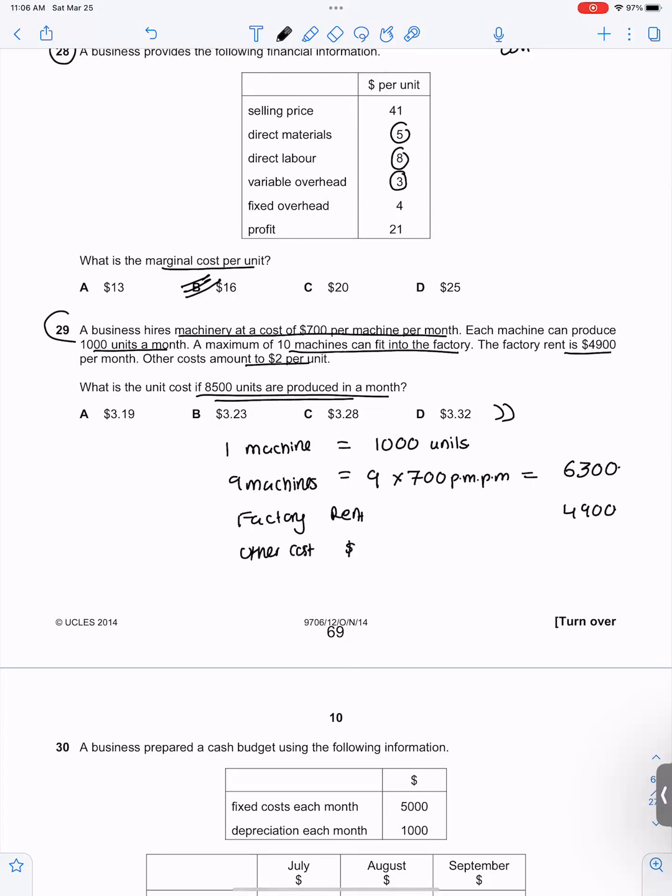And other cost is $2 per unit. So how many units are you making? 8,500. So the other cost will be for 8,500 units. So this is the total cost. Let's see the total cost for 8,500.